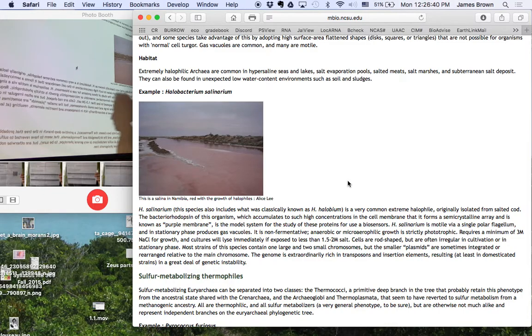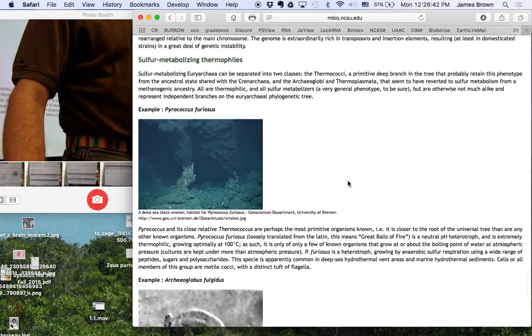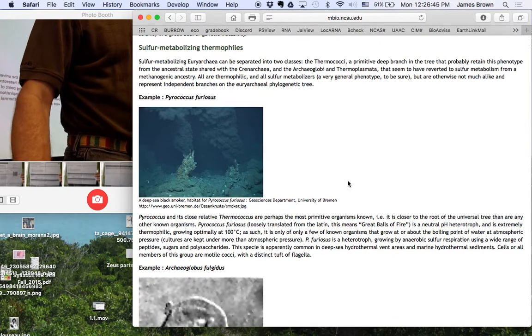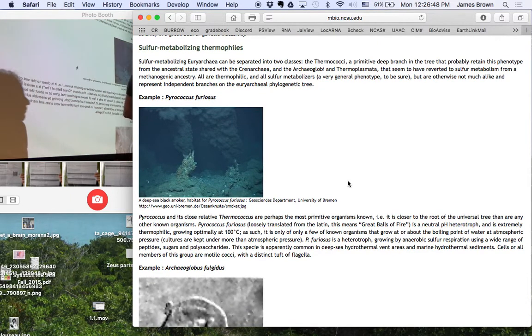Let's see. The other kinds of Euryarchaea are the sulfur metabolizing thermophiles. I'm going to talk a little bit more about different kinds of sulfur metabolism on Wednesday. Most of these organisms are heterotrophs amongst the Euryarchaea. And so here's Pyrococcus furiosus, the habitat of Pyrococcus furiosus. Any of you guys know enough Latin to translate Pyrococcus furiosus into English? With a little artistic license, this turns into great balls of fire.